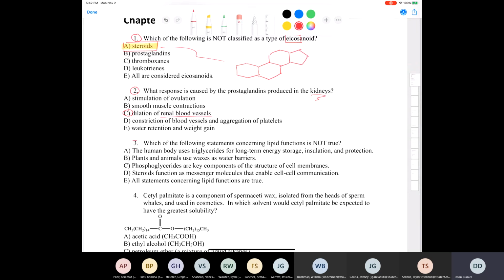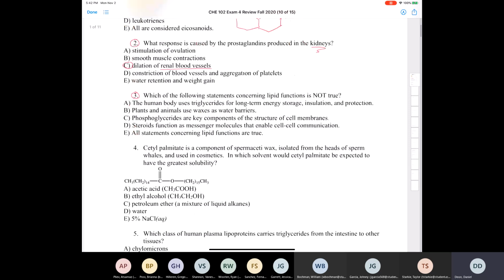Question number 3, which of the following statements concerning lipid functions is not true? So there's one of these statements that is maybe not true. The first one, let's read through all of them together as a group. We have A, which is the human body uses triglycerides for long-term energy storage, insulation, and protection. Well, that's absolutely true.